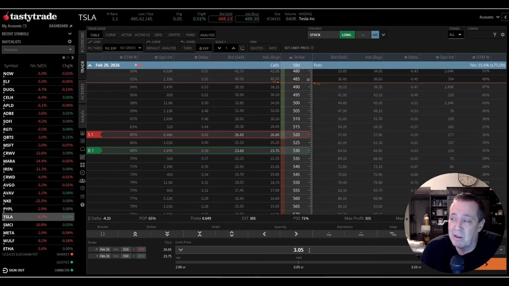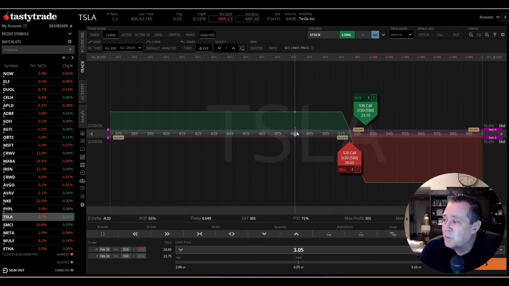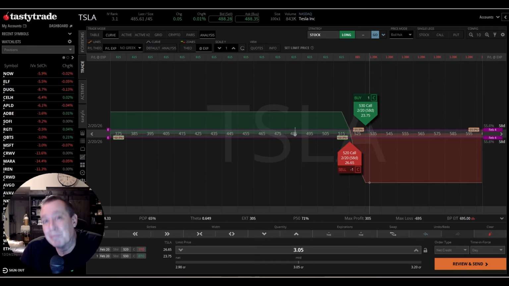We collect $300. And if we go to curve mode again, you can see we can even have it move up all the way up to this 520, and we still keep that full $300. Now, if it did test this, we can just roll out to the next month, and sometimes we can roll up and out and still collect premium. So that's the beauty. We make money in both directions when we place this trade. So we hit review and send and place the trade.